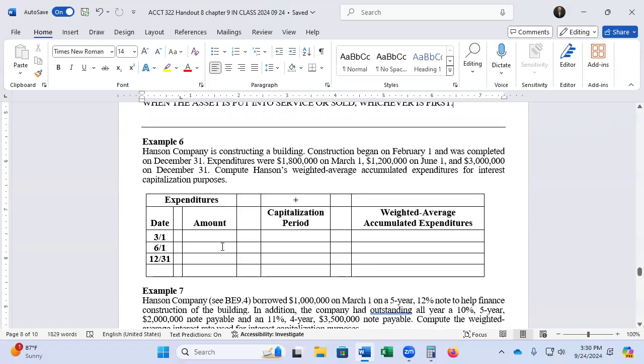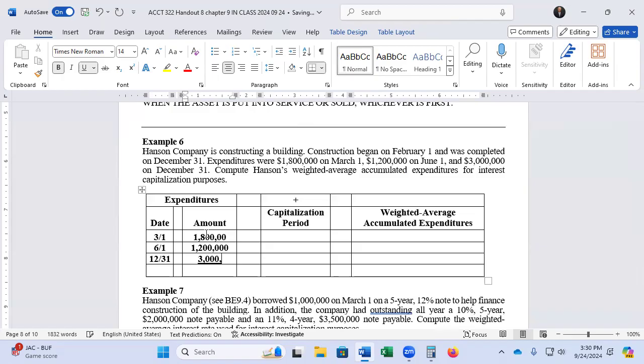So I'll take a look at number 6. Hanson Company is constructing a building. Construction began on February 1 and was completed on December 31st. Expenditures were $1.8 million on March 1, and $1.2 million on June 1, and $3 million on December 31st. So this one's easy, right? Last day of the month, your capitalization period is 0.